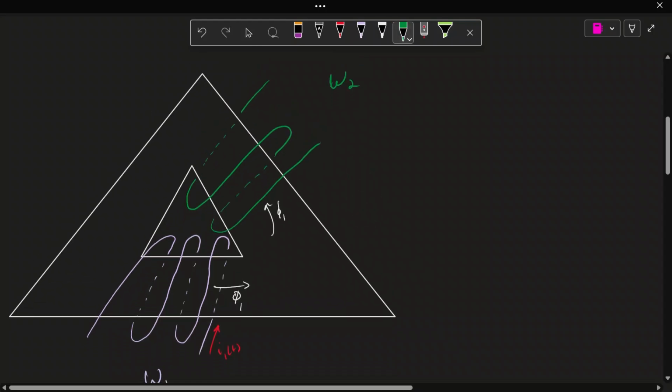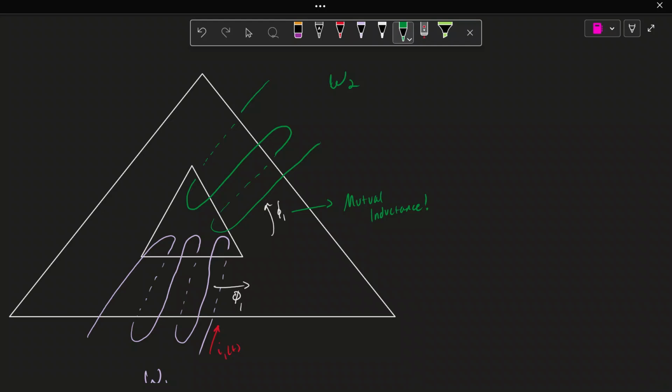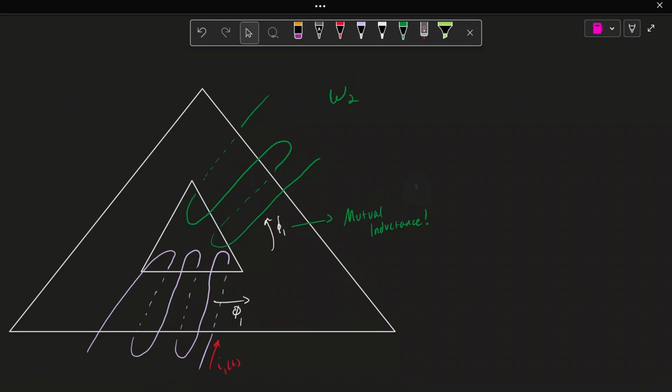So eventually what we're going to be calling this is going to be sort of our mutual inductance. This is very important. So the flux that the secondary winding feels from the primary winding is its mutual inductance.